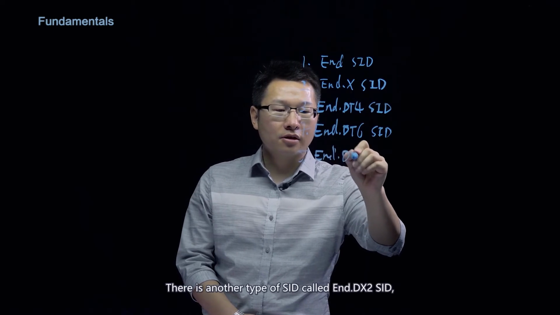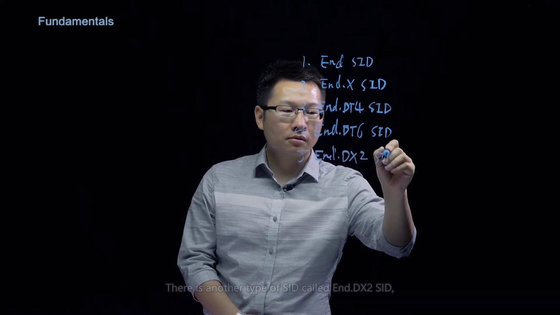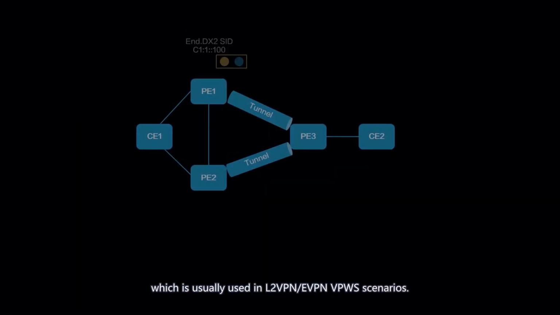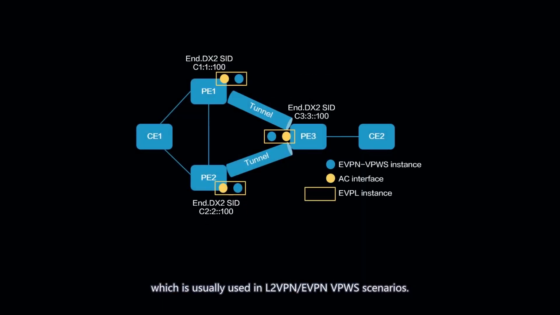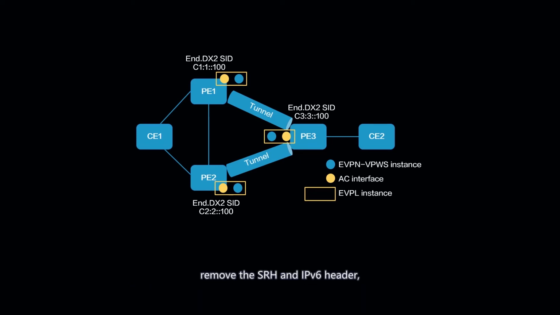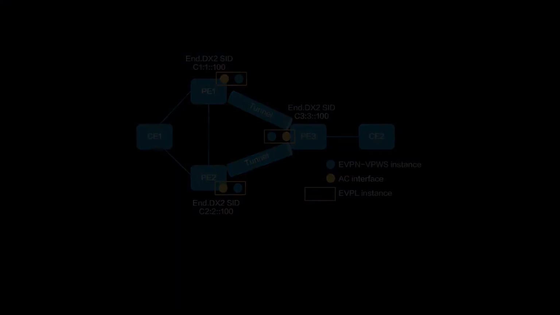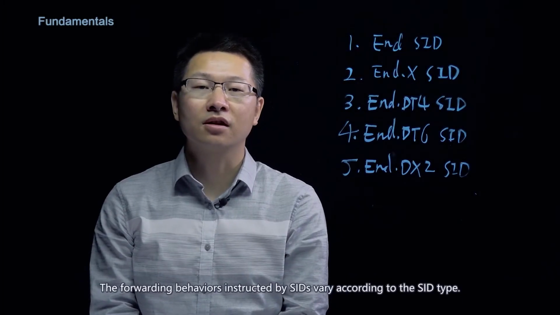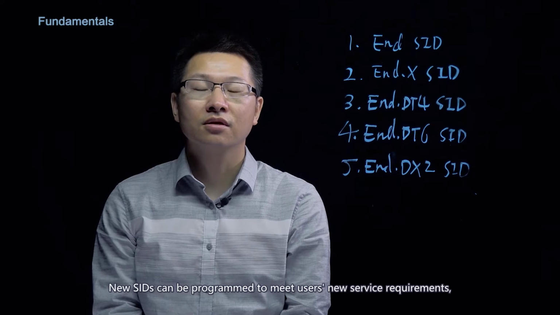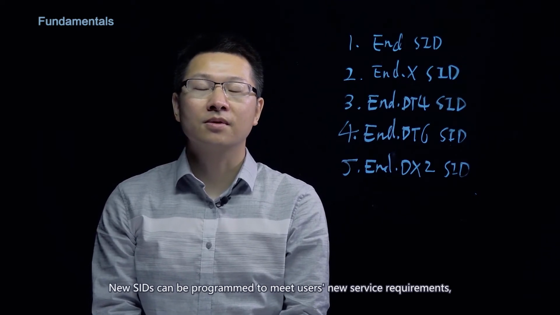There is another type of SID called End.DX2 SID, which is usually used in L2 VPN, EVPN, and VPWS scenarios. This SID instructs a device to decapsulate the received packet, remove the SRH and IPv6 header, and then forward the packet through the outbound interface bound to the SID. The forwarding behaviors instructed by SIDs vary according to the SID type. New SIDs can be programmed to meet users' new service requirements, resulting in programmable forwarding behaviors.